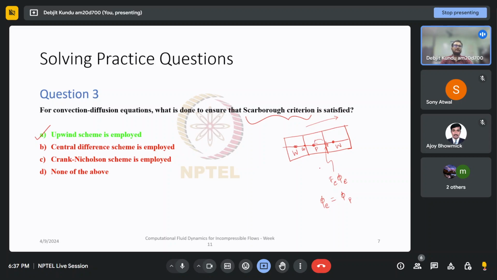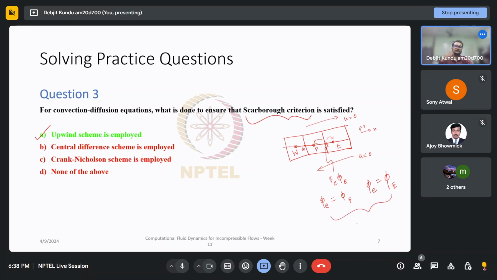Similarly, if the flow is going from right to left, that is if u is less than 0, with u greater than 0 being in this x direction, then we will go upwind towards this side, sorry, this is capital E. So in that case, we will assume phi E to be phi capital E. We will consider the point upwind to it. So this is first order upwind.